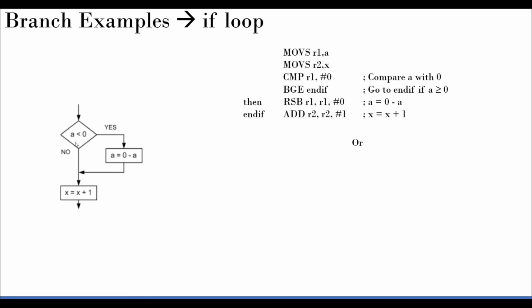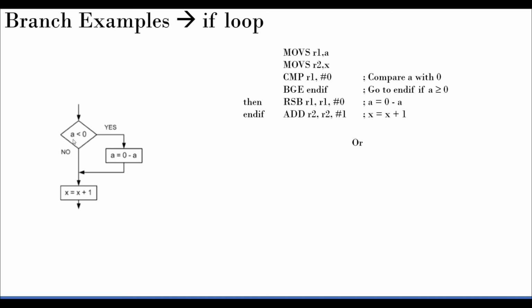You can think about it in many different ways. One way is something like this: move to R1 the a value, whatever you desire, and move to R2 the x value. So variables are set. Now you compare R1 with 0. Comparing R1 with 0, BGE means if R1 is greater than or equal to 0, that means a is greater than 0, and you need to skip this operation.